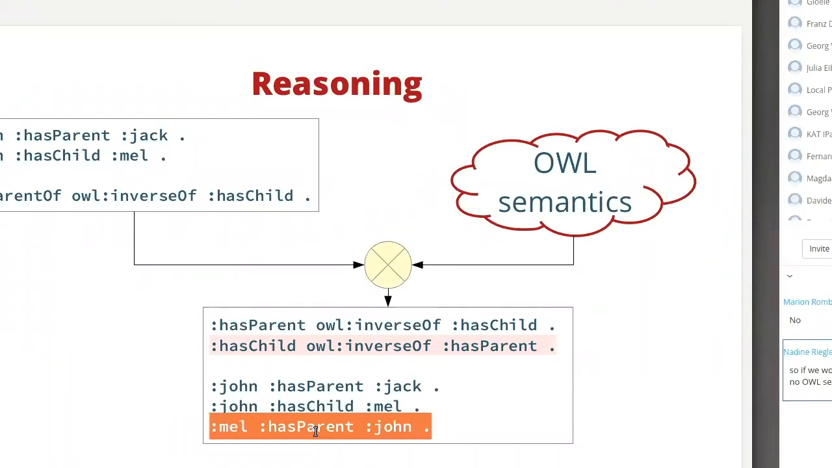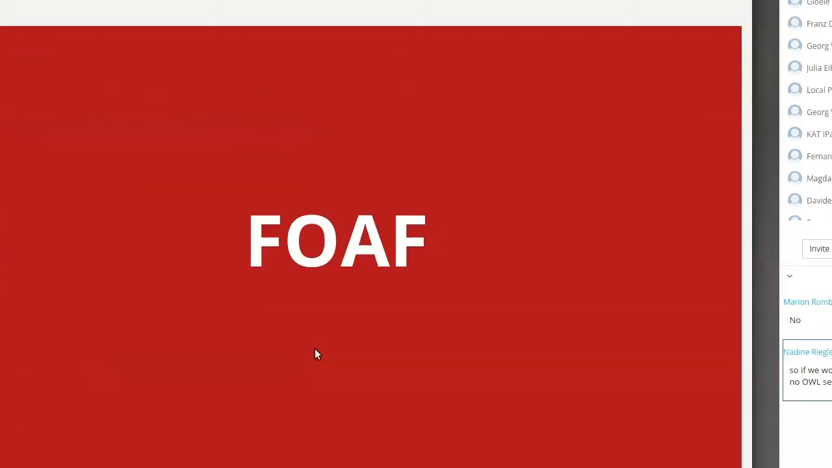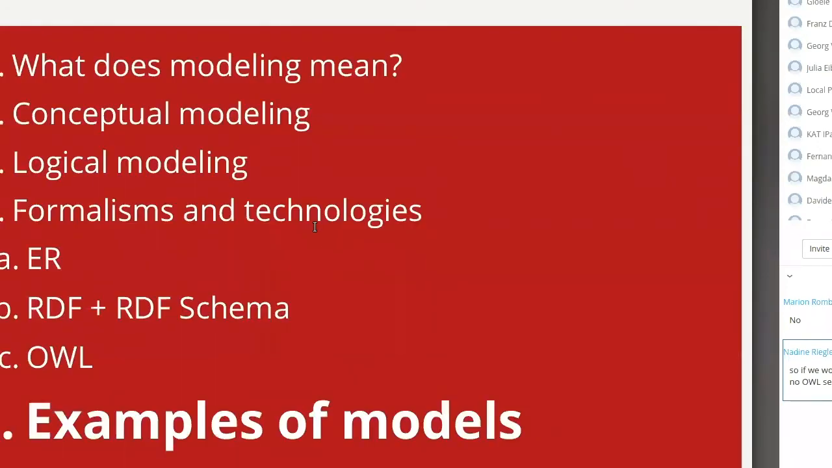Okay, you're welcome. Now, some models, very quickly in the last 10 minutes. What we are about to see are three models: one has been done in RDF, one has been done outside RDF, and one has been done in OWL. And they all have the concept of person in addition to other stuff.